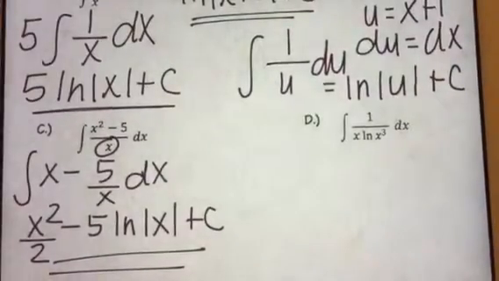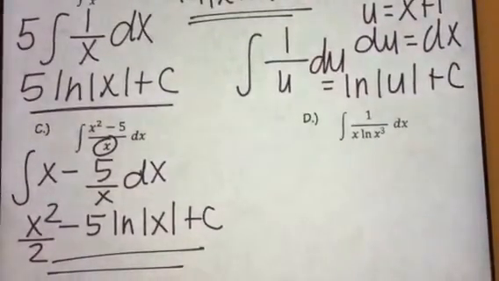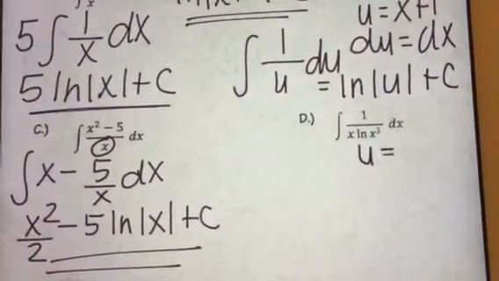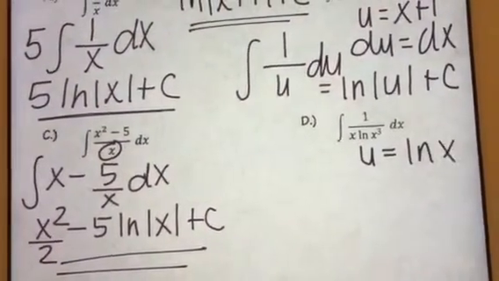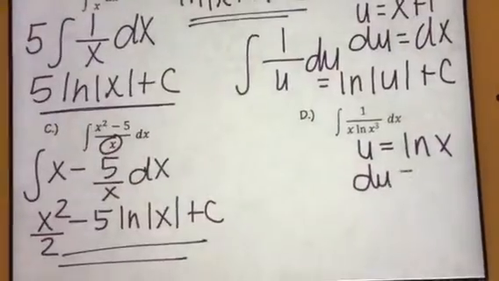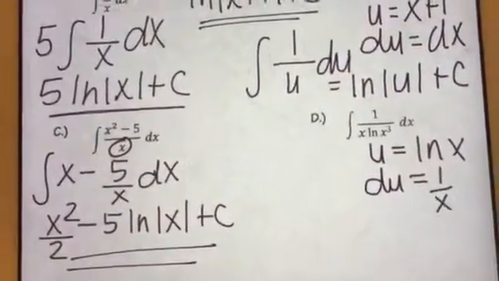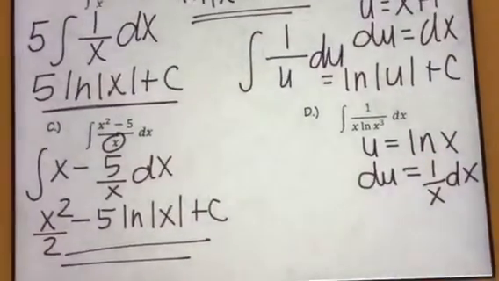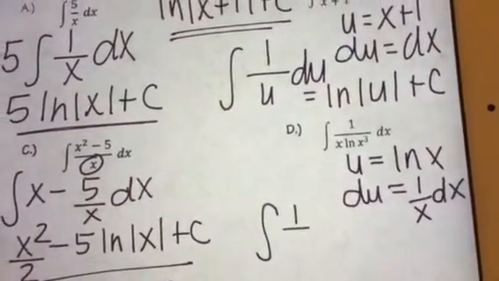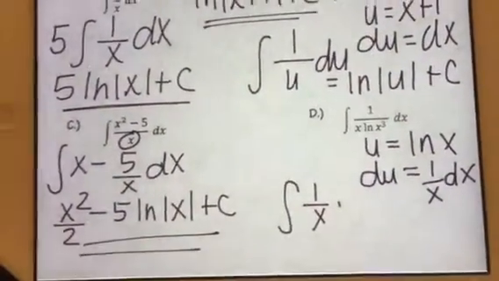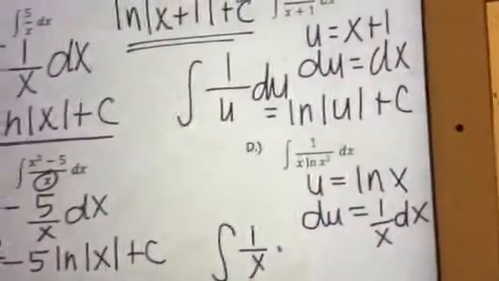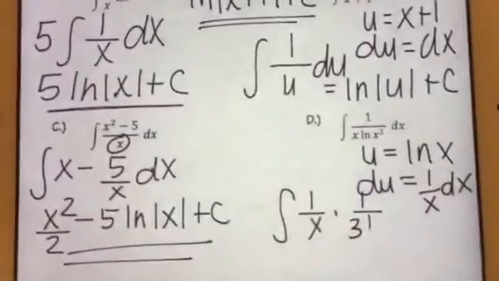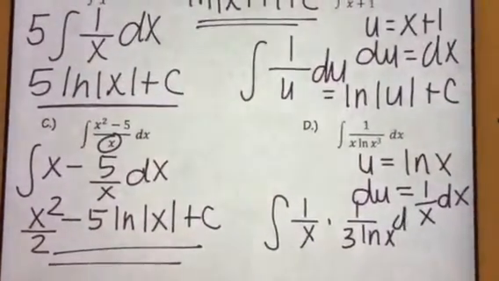And for part D, it's different. So what we're going to do first is set our u to be ln of x. Our du will be 1 over x dx. So now if we rewrite the integral, that's the integral of 1 over x times, don't forget that with natural logs and exponents, you send them to the front, 1 over 3 ln of x dx.